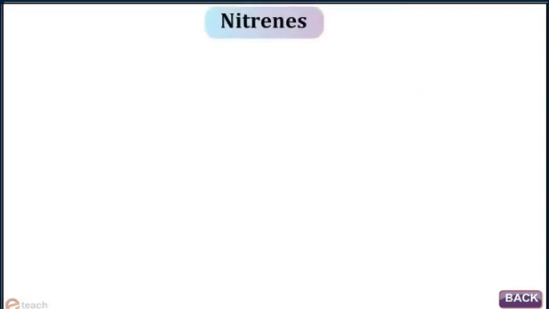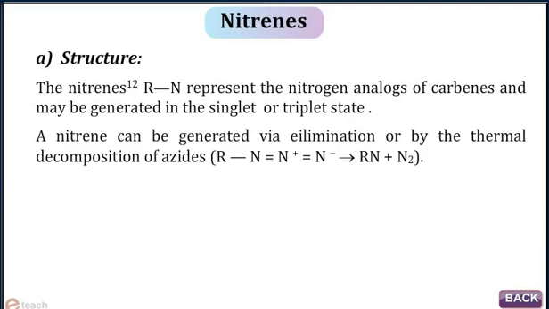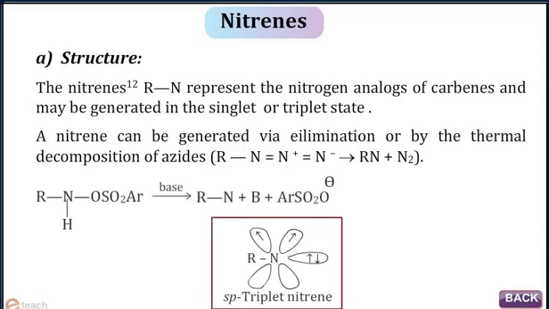Nitrenes. Structure. The nitrenes, RN, represent the nitrogen analogues of carbenes and may be generated in the singlet or triplet state. A nitrene can be generated via elimination or by the thermal decomposition of azides, that is R-N=N+=N- gives rise to RN plus N2. One of the methods of preparation of nitrene is given here.